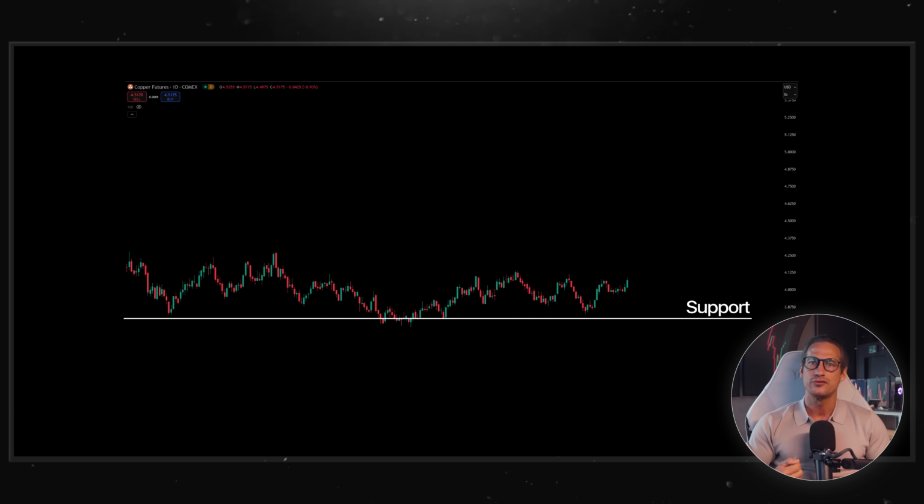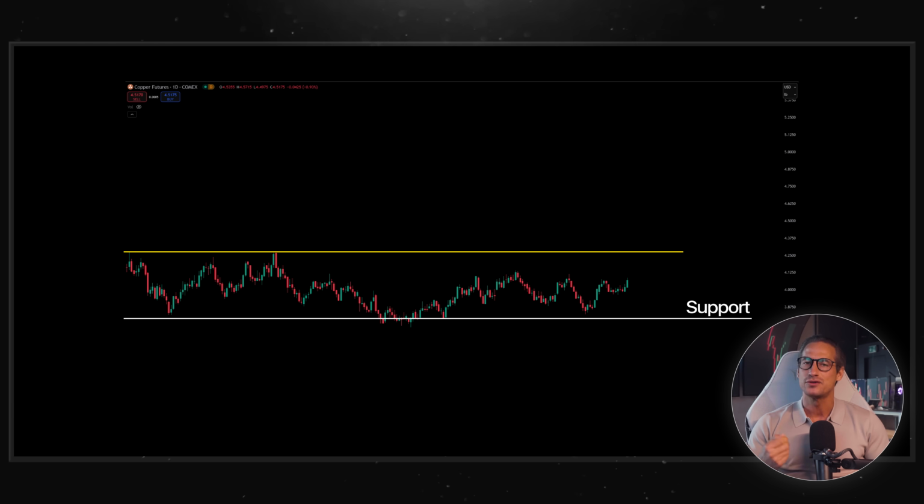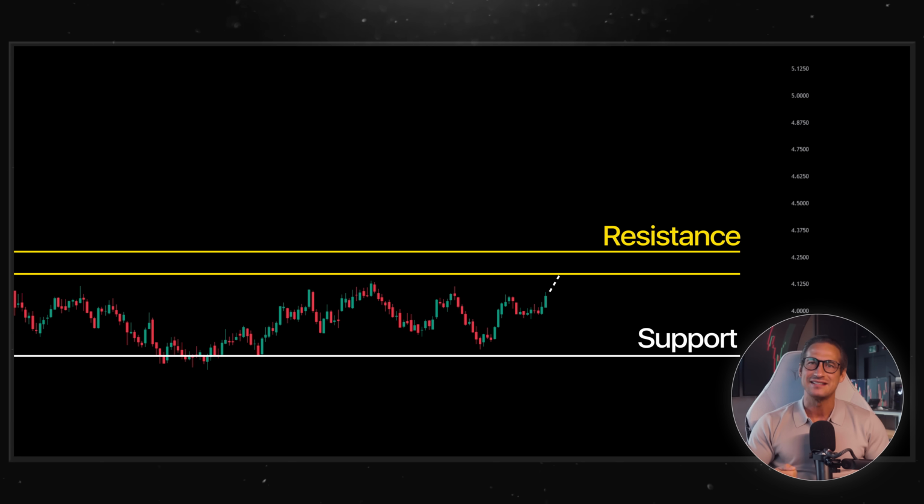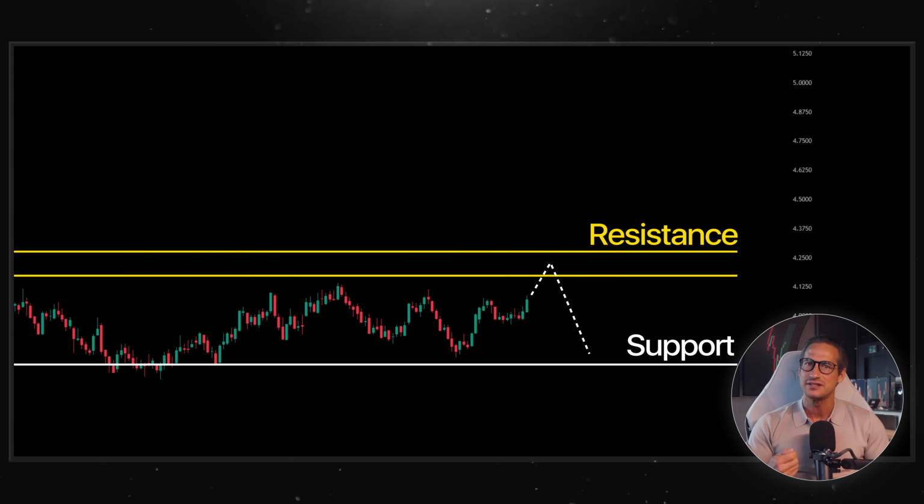Alright, next we draw the resistance line, starting from the top. And we need to have as many swing structures as possible touching this line. Do we have any more lines to draw? I think we do. There's another resistance level just below this one. And look at that. The current price is actually coming back into this resistance zone.